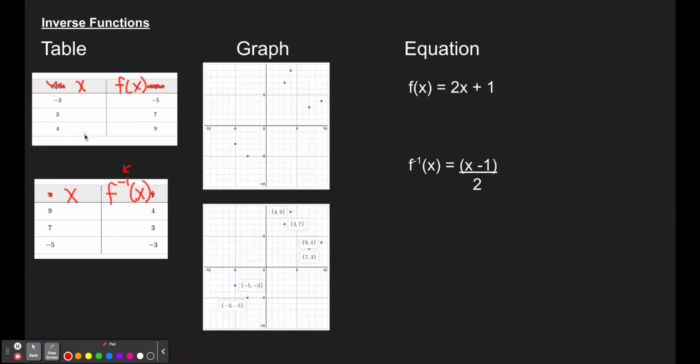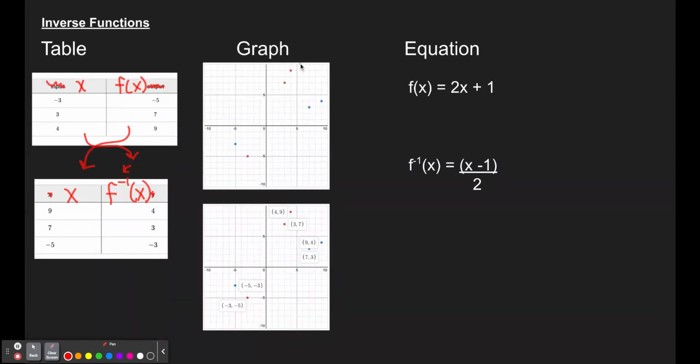In a table, you'll notice that the columns are switched. So in the original function, you input negative 3 to get out negative 5. In the inverse function, you input negative 5 to get out negative 3. That's the same for all of the inputs and outputs of the function. It doesn't matter that the rows have changed order, just that the numbers in the input in the x column now become the numbers in the output column.